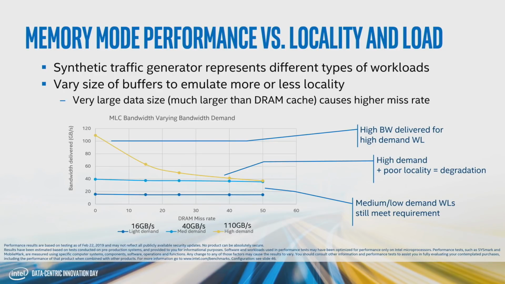When you say the demand is 16 or 40 gigabytes per second, that's the demand between Optane and DRAM? That's the application request rate. So the application's request rate to level 3 cache and DRAM, is what you're saying? Correct. Whatever the application wants to access.